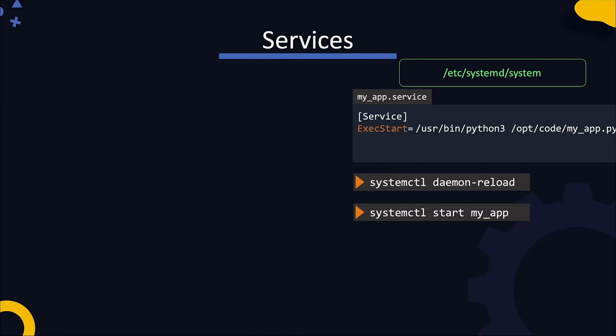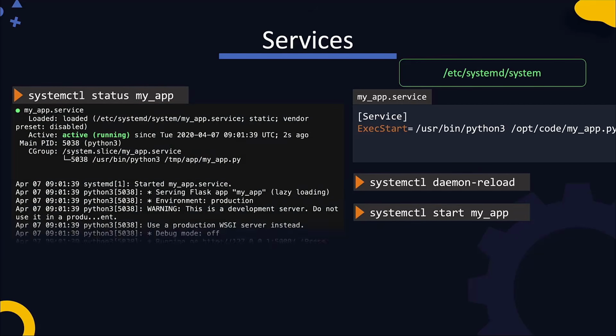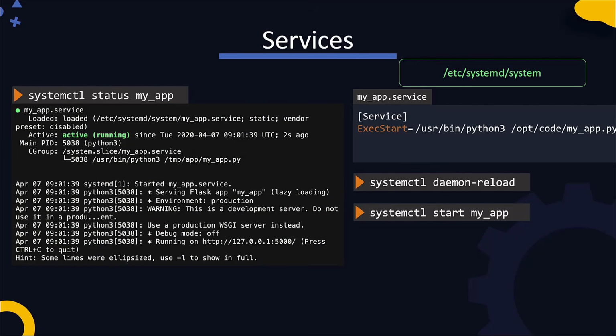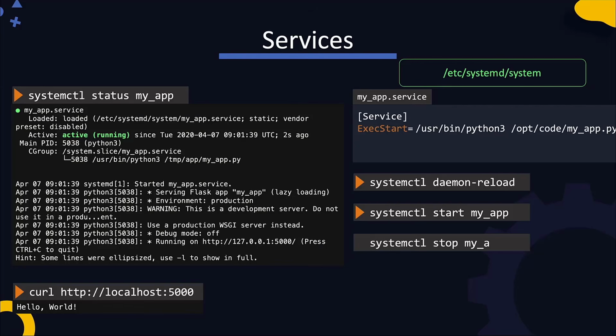Let's check the status of the new service using the systemctl status command. It lists that the service is in an active and running state. You can now test by performing a call operation on port 5000 of localhost. To stop the application, run the systemctl stop command. Okay, so we've configured our application to run as a service, and we are now able to start and stop it as required.